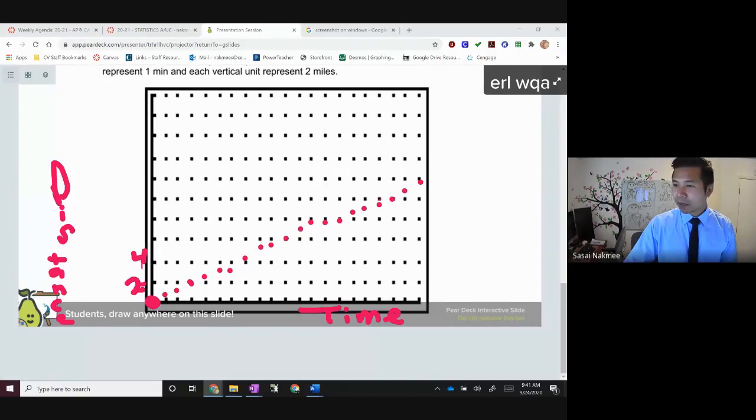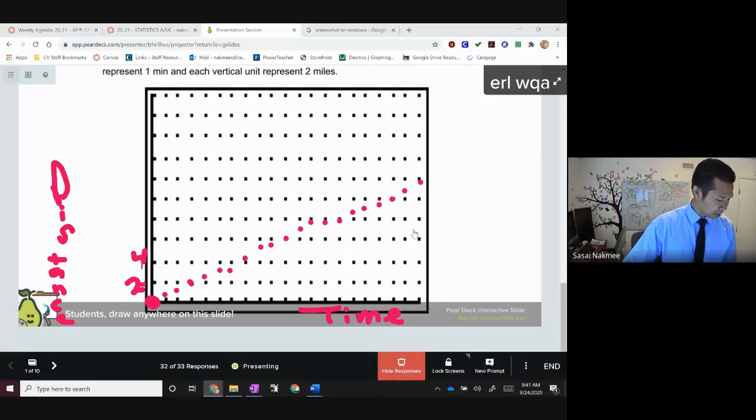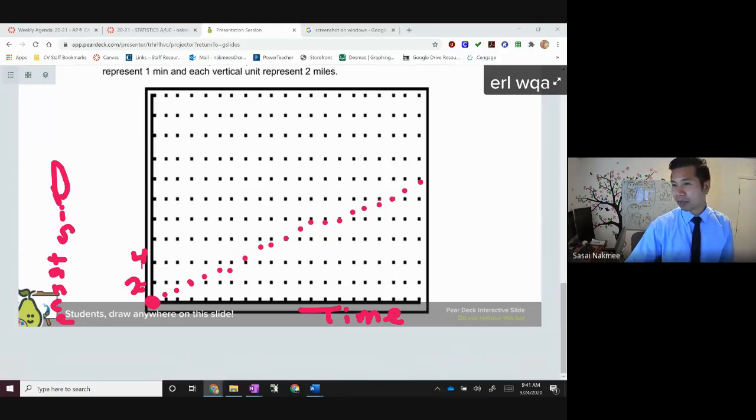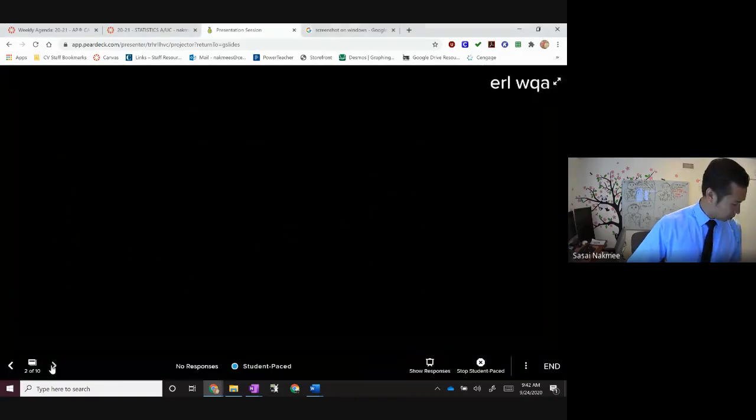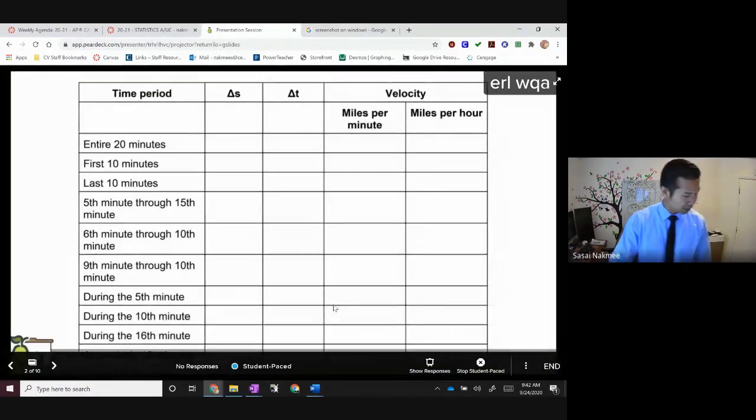So what I'm going to do right now is turn on student paste, so that way, if you're still working on these right here, you can stay on the screen to finish it up. But if you're already done with it, I'm going to ask you guys to move on to the next slide, and the next slide is slide number 2, and it's going to look like this.